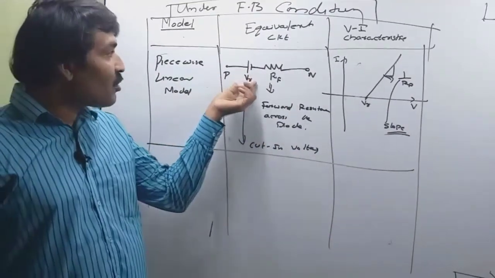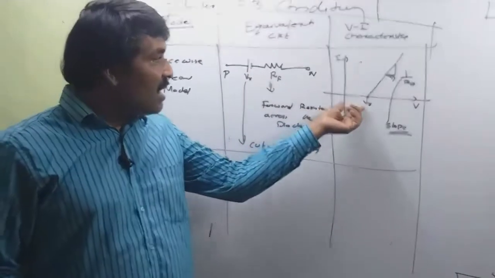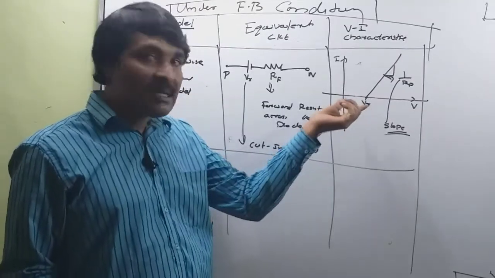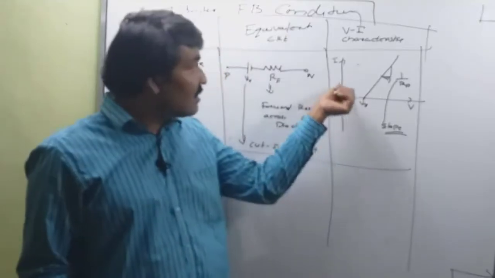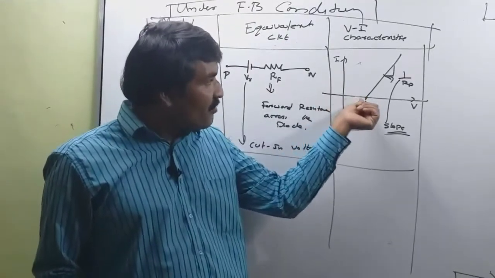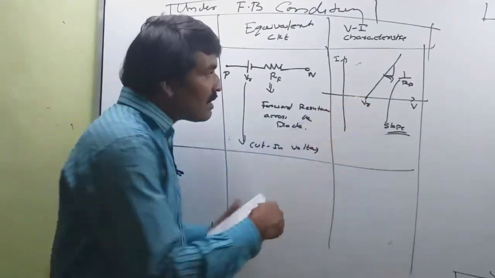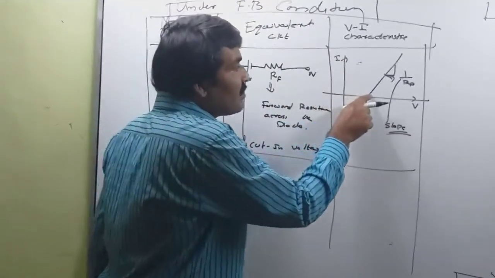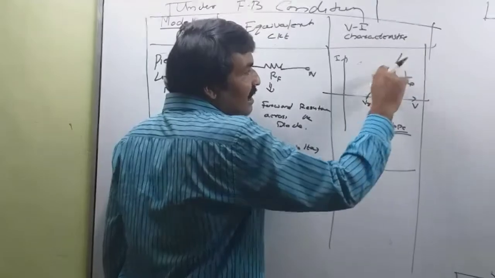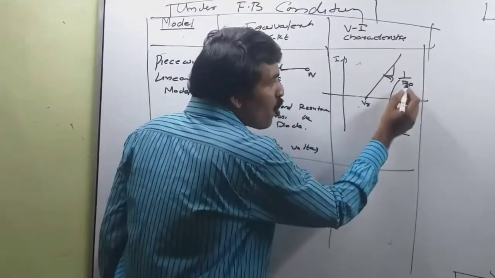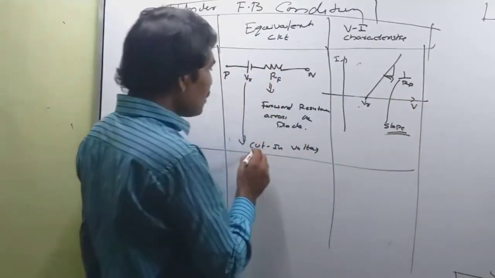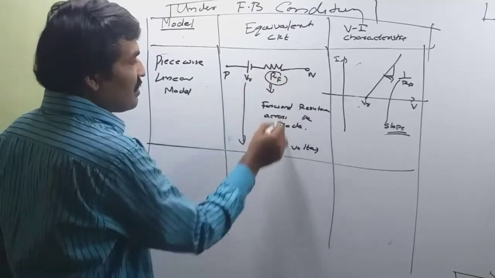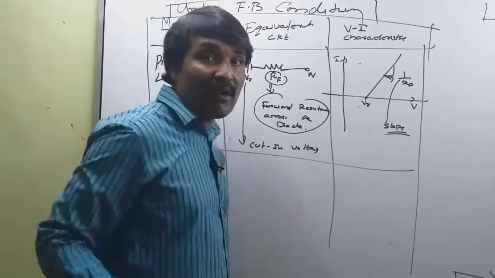We have barrier potential and forward resistance. Until the applied voltage across the diode is less than VR, no current will flow. When the applied voltage is greater than VR, the current will flow through the diode. That is indicated by this straight line having the slope 1 by RF, where RF is the forward resistance across the diode under the forward biased condition.